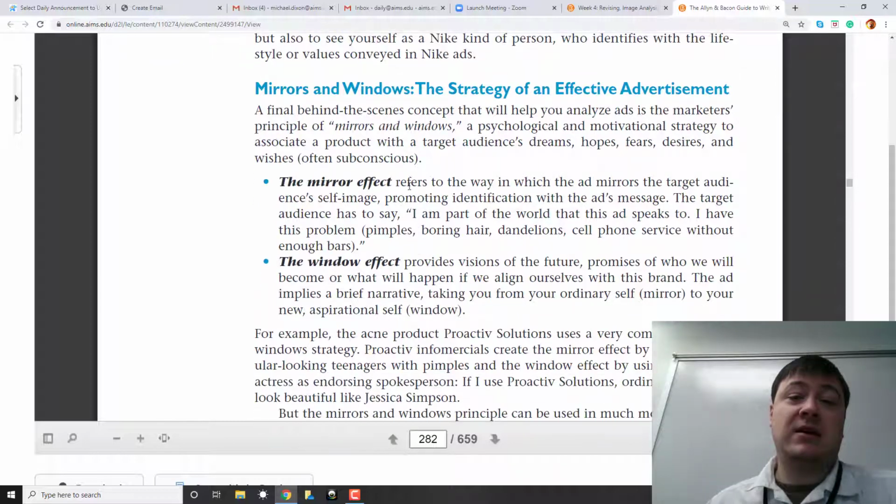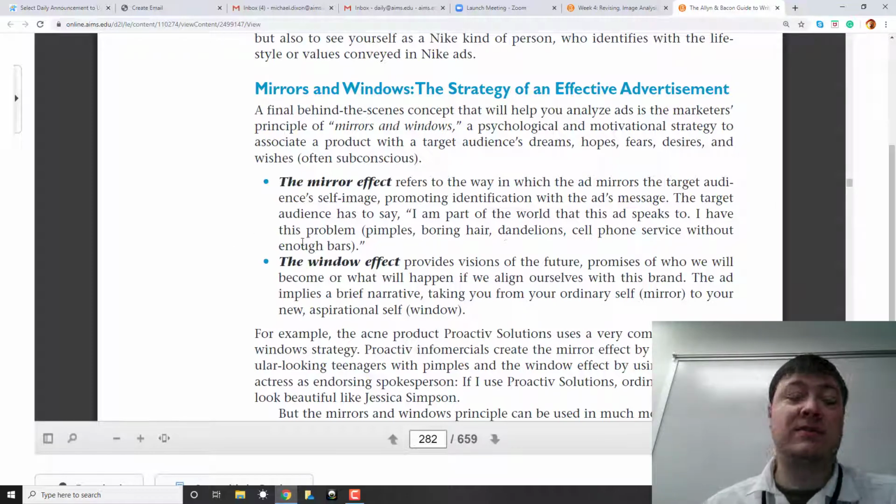All right, so it's a psychological motivational strategy to associate a product with a target audience's dreams, hopes, fears, desires, wishes, often subconscious, of course. So the mirror effect refers to the way in which the ad mirrors the target audience's self-image, promoting identification with the ad's image. So the target audience has to say, I'm part of the world that this ad speaks to. I have this problem, pimples or whatever, right?